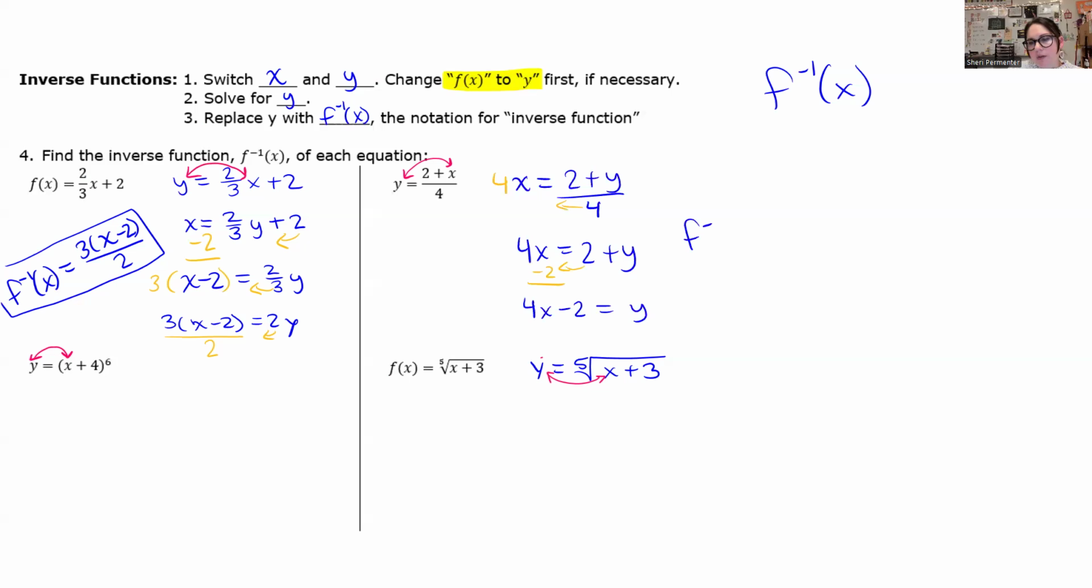So I'll have the inverse function, and that is my answer. And I can double check that in the original problem, I was dividing by 4. Now I'm multiplying by 4. I had a positive 2. Now I have a negative 2. All the operations will be inverse or opposite.